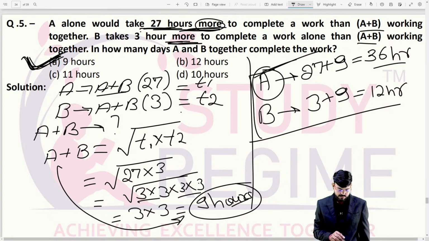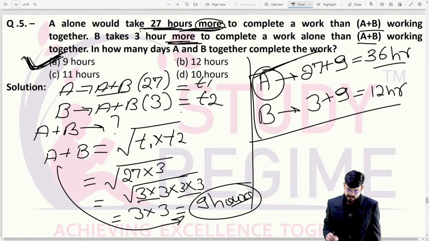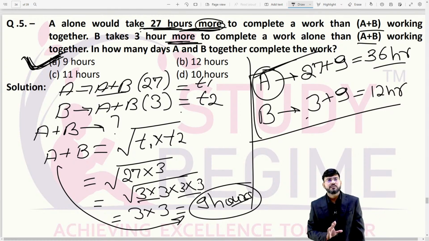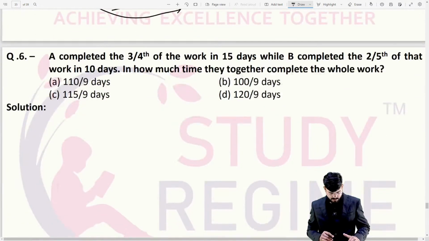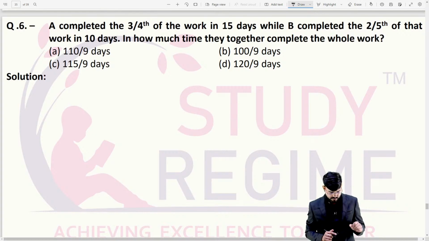Till here, 9 hours, you get the answer. But if it was asking how much time A and B will take alone, it will be 27 plus 9 and 3 plus 9 hours. Okay, very easy question. Clear? Okay, let's go to the next question.